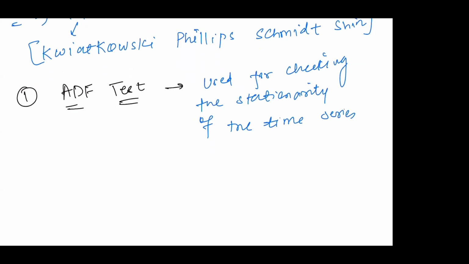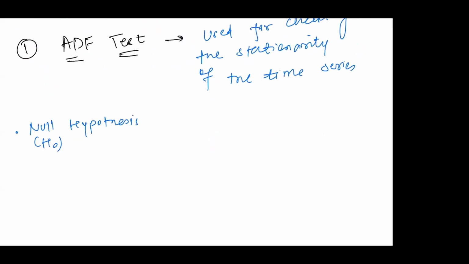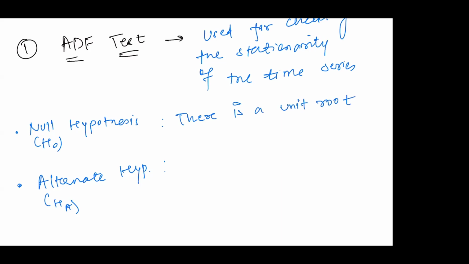Of course we all know this: statistical tests have a null hypothesis, which we represent as H0, and then we have an alternate hypothesis, which we represent as HA. In the null hypothesis we say that there is a unit root in the time series.